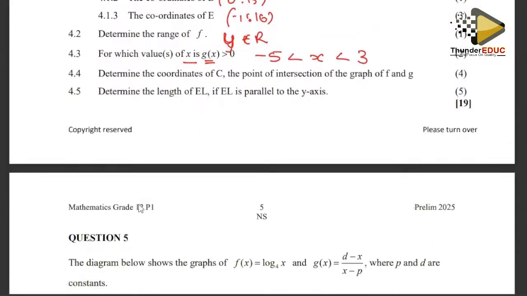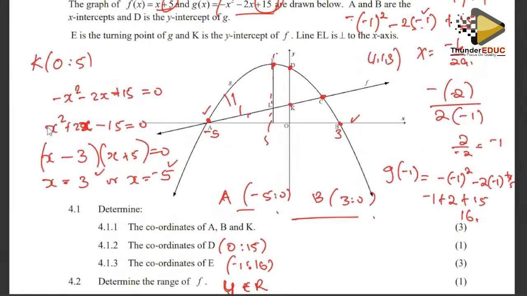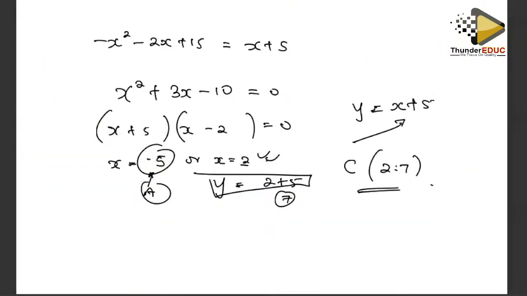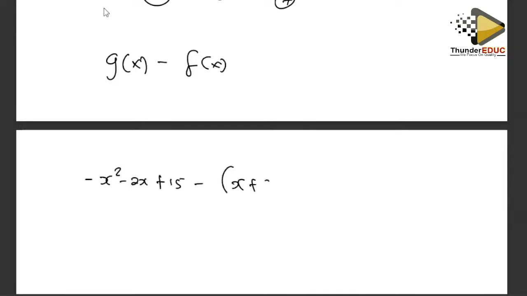Then 4.5, determine the length of EL if EL is parallel to the y-axis. So we know that at this point, x is -1. For us to get EL, it's just the difference between the graphs, G minus F. So we're going to say G of x minus F of x. G is negative x squared minus 2x plus 15. We are subtracting x plus 5.